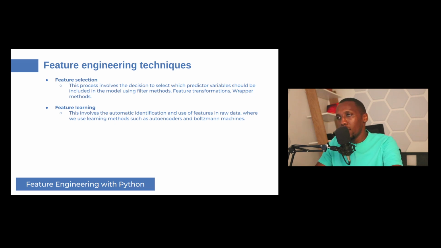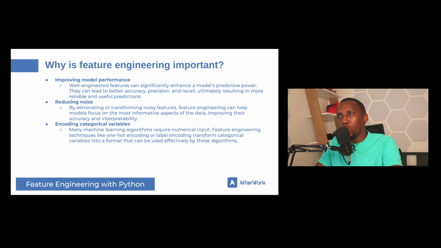as well as feature learning, which involves automatic identification and use of features in raw data, where you use methods such as autoencoders as well as Boltzmann machines. So you can see there are different types of feature engineering techniques that we could end up using.